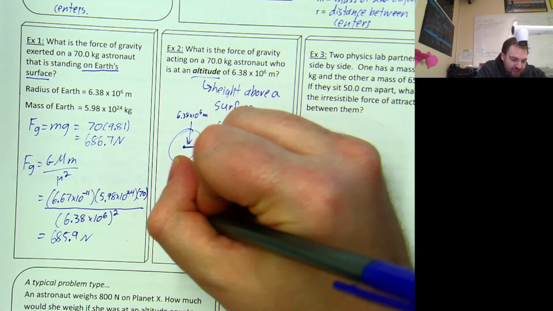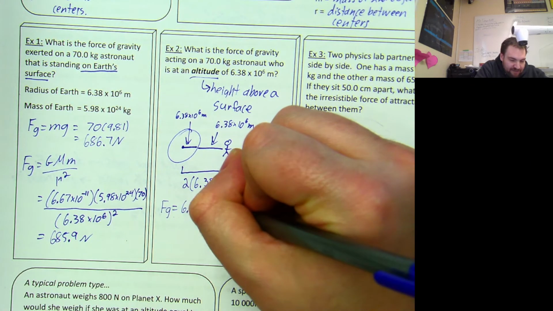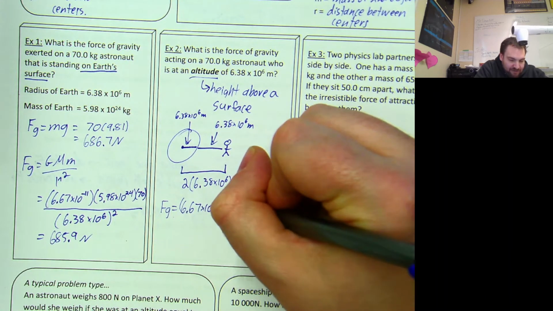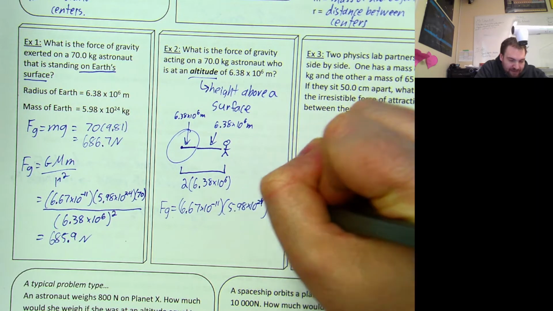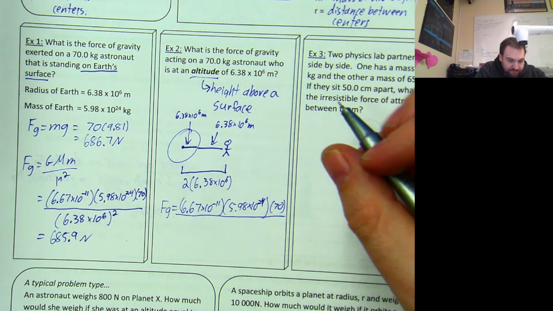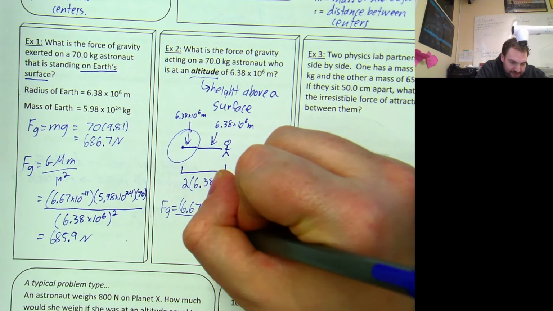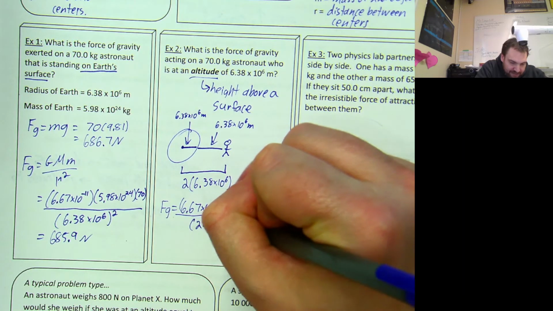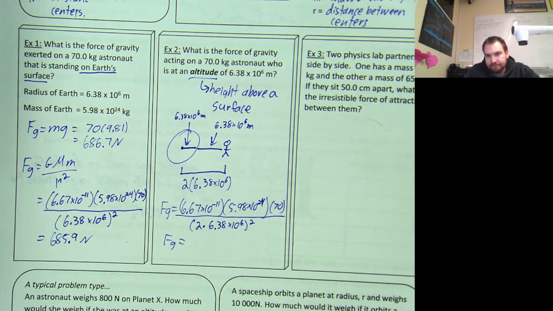So Fg then is going to be 6.67 times 10 to the negative 11 times 5.98 times 10 to the 24 times 70 divided by 2 times 6.38 times 10 to the 6, all squared. What's the force of gravity on this dude?